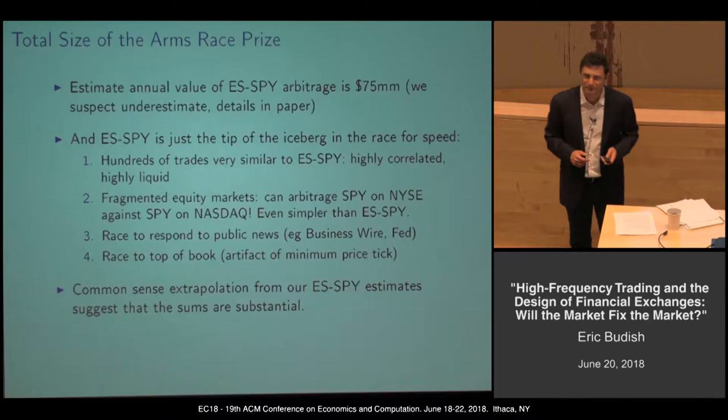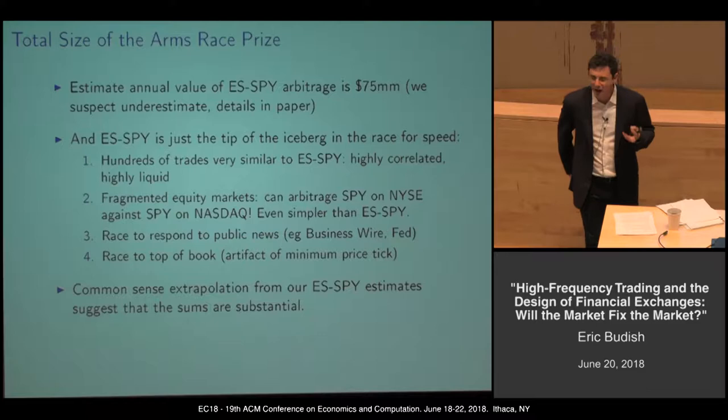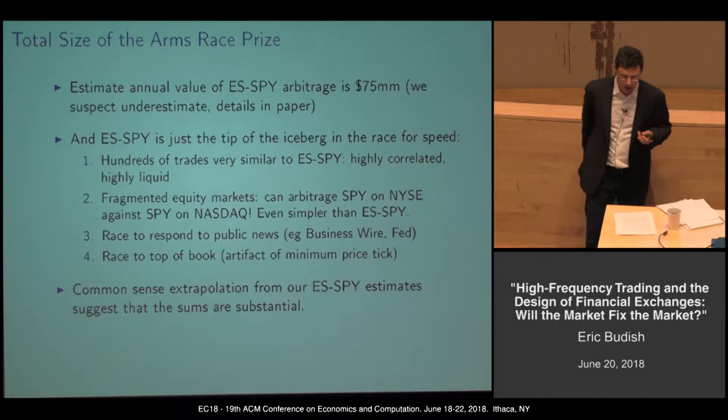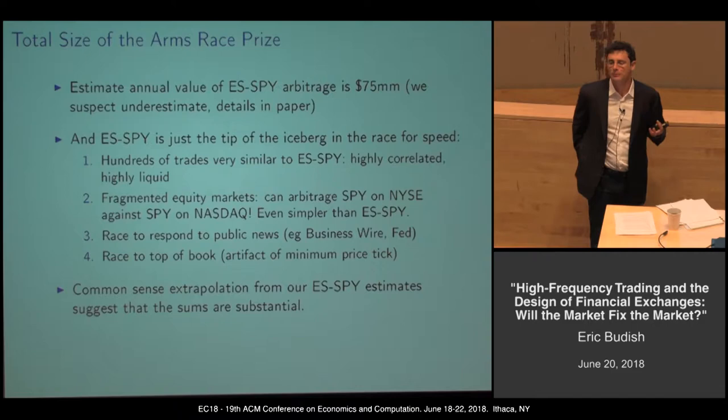I don't think it's possible, given the data that's available to date, to put a precise estimate on the total size of the prize at stake in the speed race. But common sense extrapolation from our ES-SPY estimates and from other numbers academics have been able to find in other corners of the speed race suggests that the sums are meaningful. They're easily single digit billions per year in U.S. equities. Michael Lewis's book reports a number that's $20 billion per year in U.S. equities. It's hard to get to that from the data that's academically available.